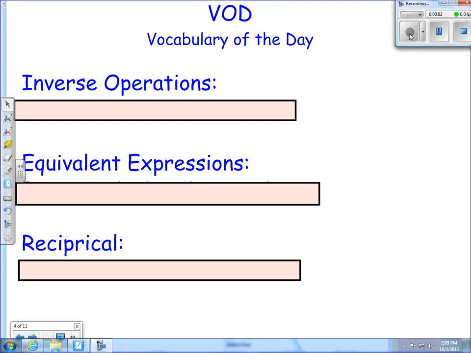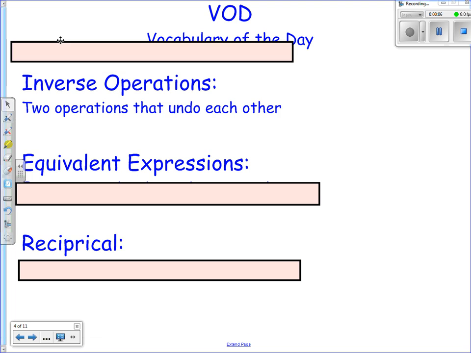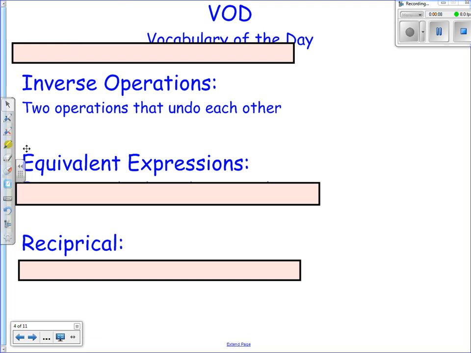Our vocabulary today for 2.2 is inverse operations. Inverse operations means two operations that undo each other. I like to think of the word opposite, and this is what you're going to hear me use in class. For example, if we're talking addition, the opposite or inverse would be subtraction. If we're talking about multiplying, the opposite or inverse would be division.